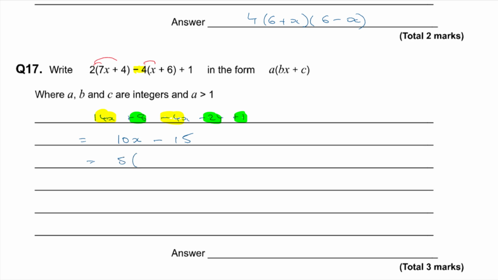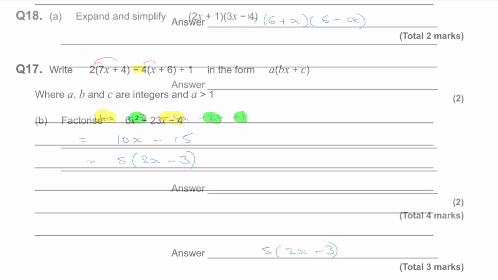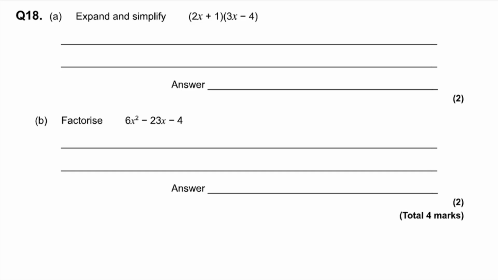So taking the 5 out, that's going to leave me with 5 lots of 2x minus 3. That is in the correct form, so that is my final answer: 5 lots of 2x minus 3. Question 18: expand and simplify (2x plus 1)(3x minus 4).